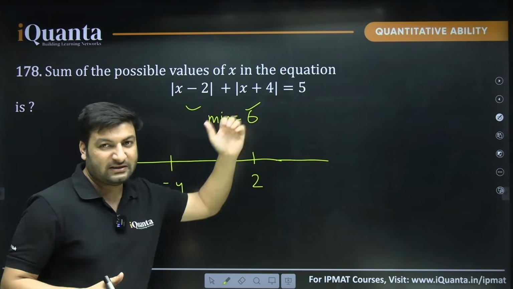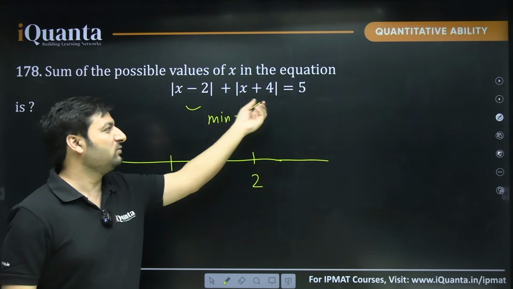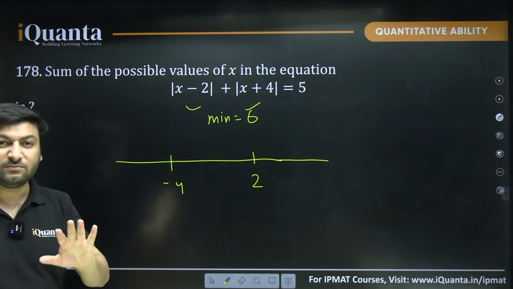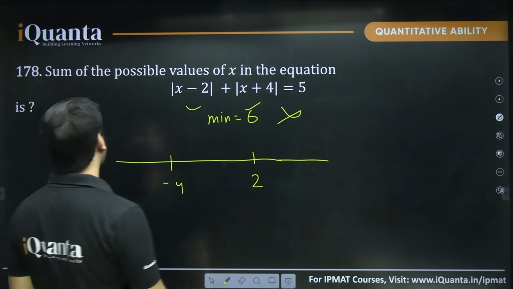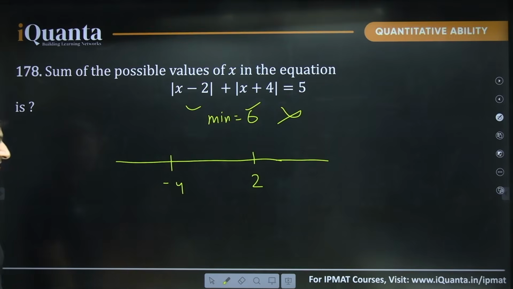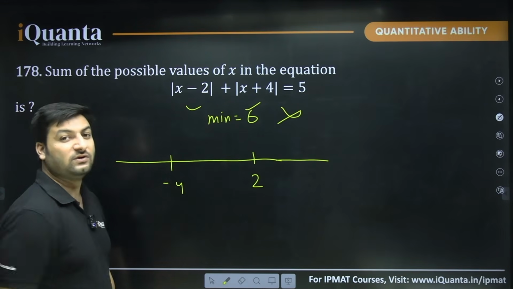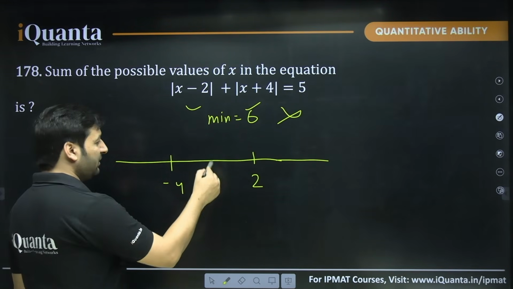Can it ever become less than 6? It wants me to generate 5 as the minimum value. Is it even possible? No. There will be no such values of x. You can say the answer is 0, or there will be no such values of x. Okay? And definitely your x will be here.